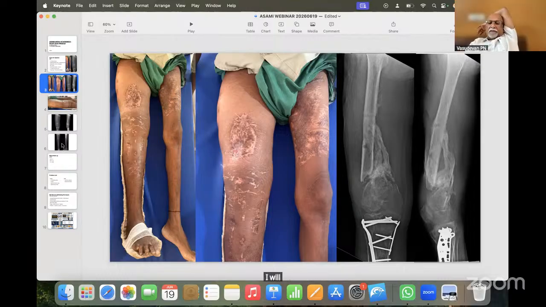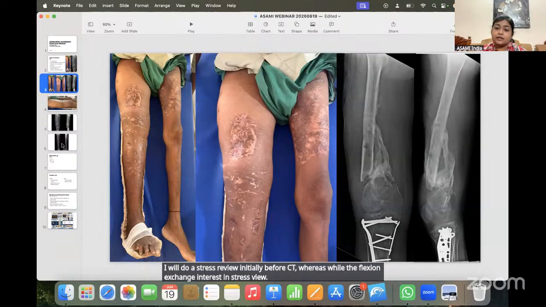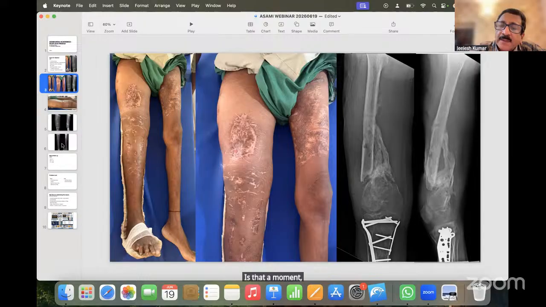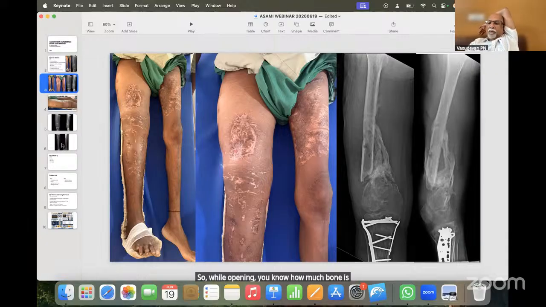I will do a stress view initially before CT, varus valgus flexion extension stress view. Sir, so then you can find out where the abnormal movement is. Sure, sir. And give methylene blue into that wound on the day of surgery, or the night before surgery, so while opening, you know how much bone is really dead bone.